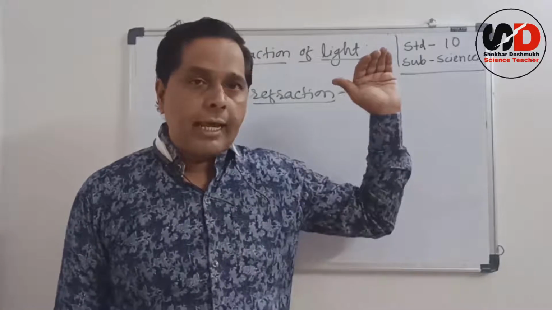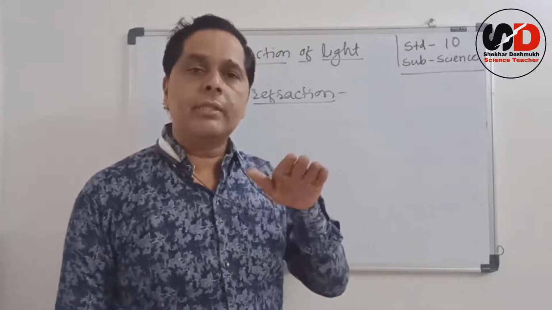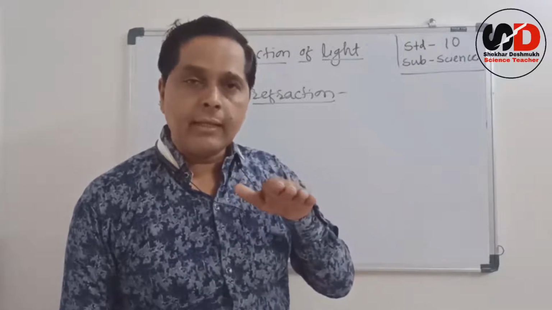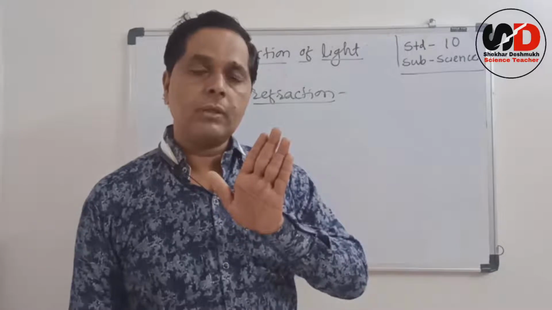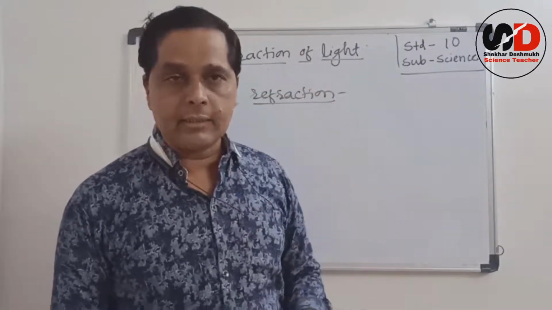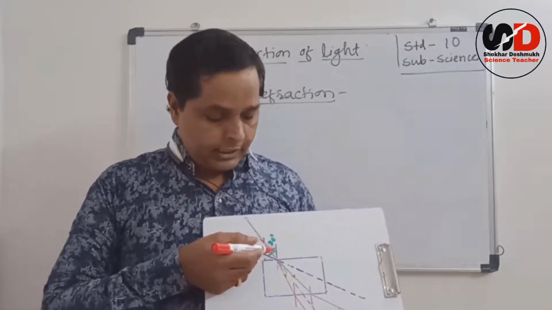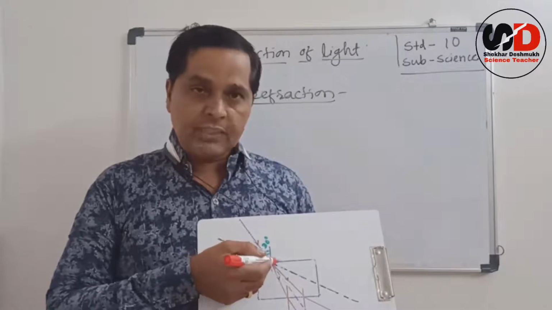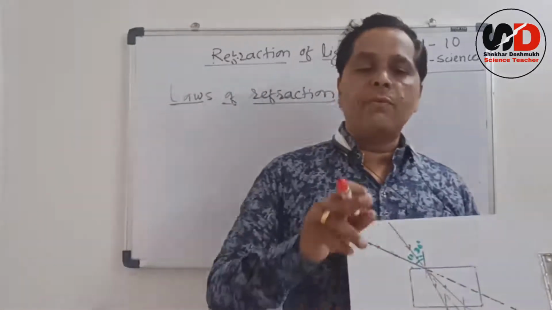If the incident ray is making an angle of 60 degrees with the glass slab, then it must make an angle of 30 degrees with the normal, and therefore the angle of incidence is 30 degrees in that case, because here it is 30 degrees. If we calculate with the surface, it is 60 degrees. Okay, so this is the first law of refraction.